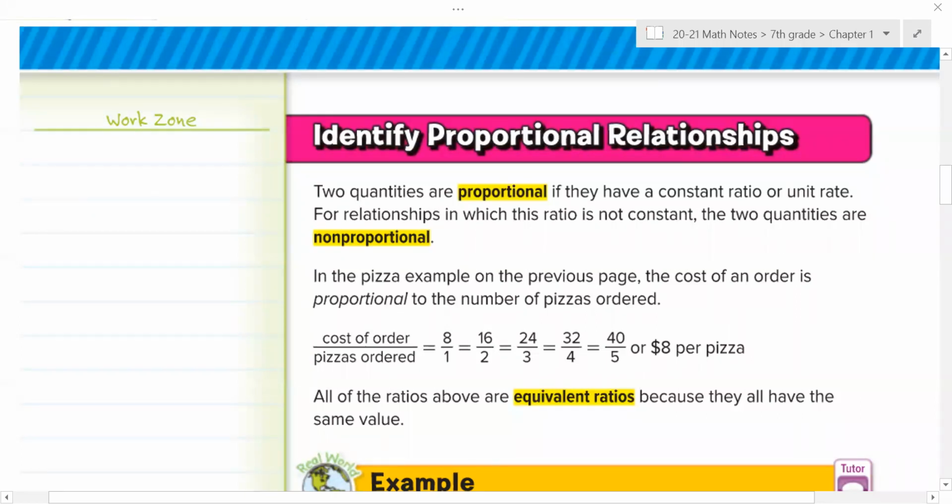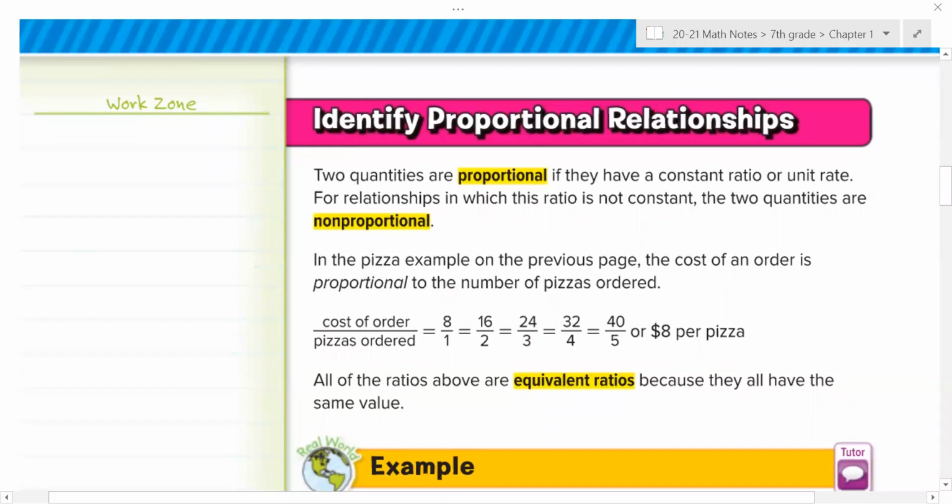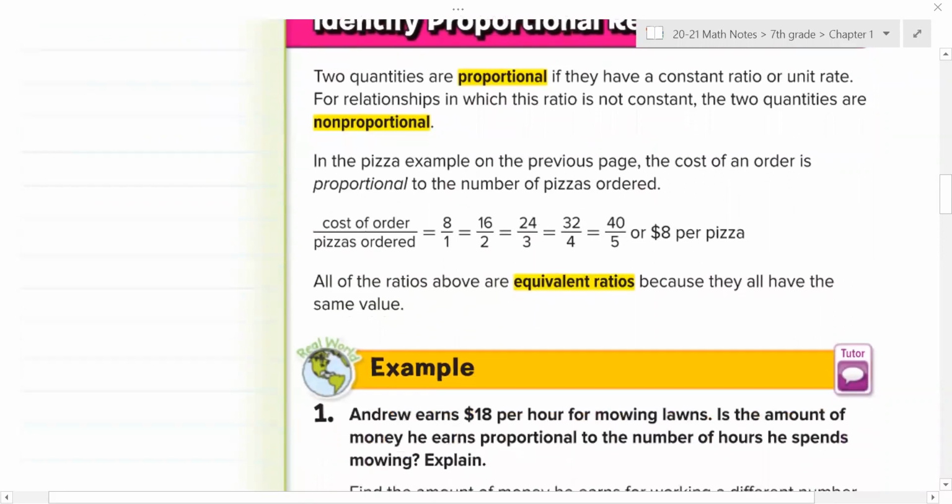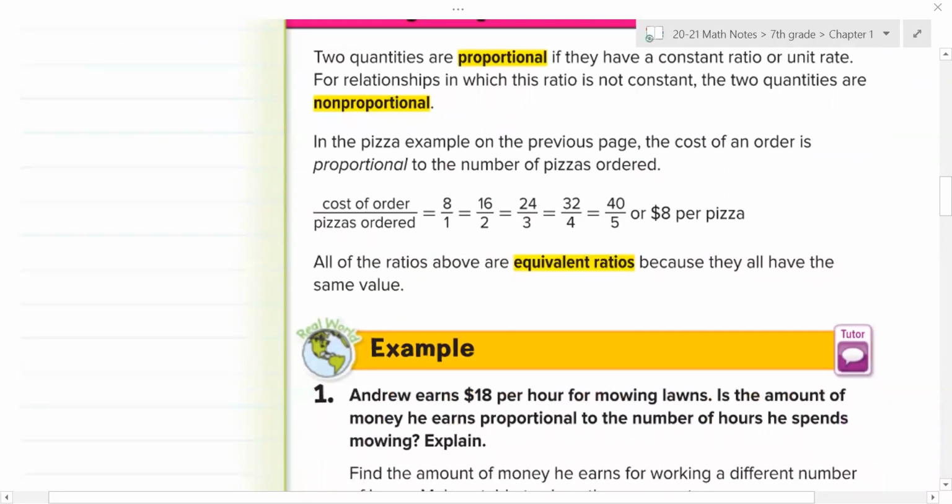In the pizza example in the previous page, the cost of an order is proportional to the number of pizzas ordered. The cost per order was always 8 over 1, and it kept going, so $8 per pizza. All the ratios above are equivalent ratios because they all have the same value.